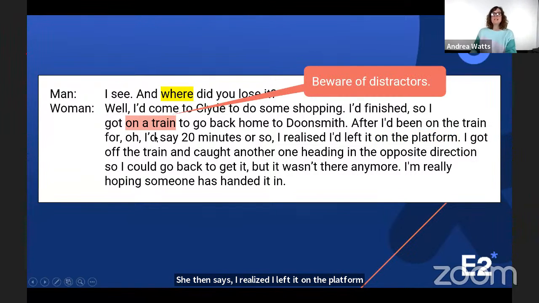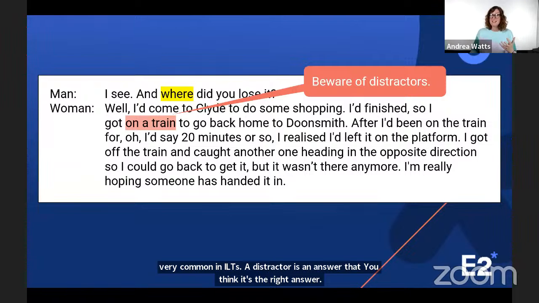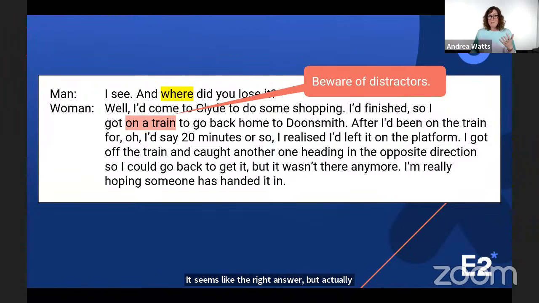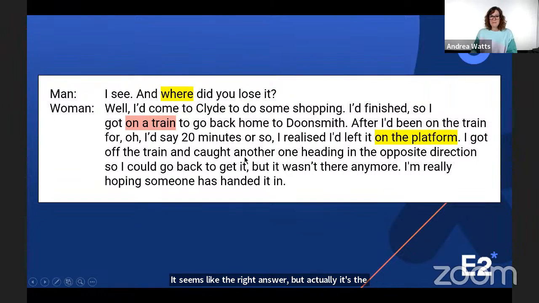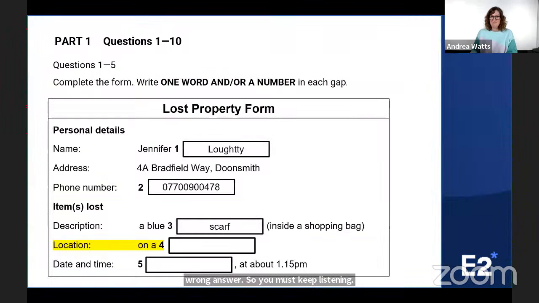So we call these things distractors. Distractors are very common in IELTS. A distractor is an answer that you think is the right answer. It seems like the right answer, but actually it's the wrong answer. So you must keep listening. She says, I'd left it on the platform. So where did she lose it? The location is on a platform.